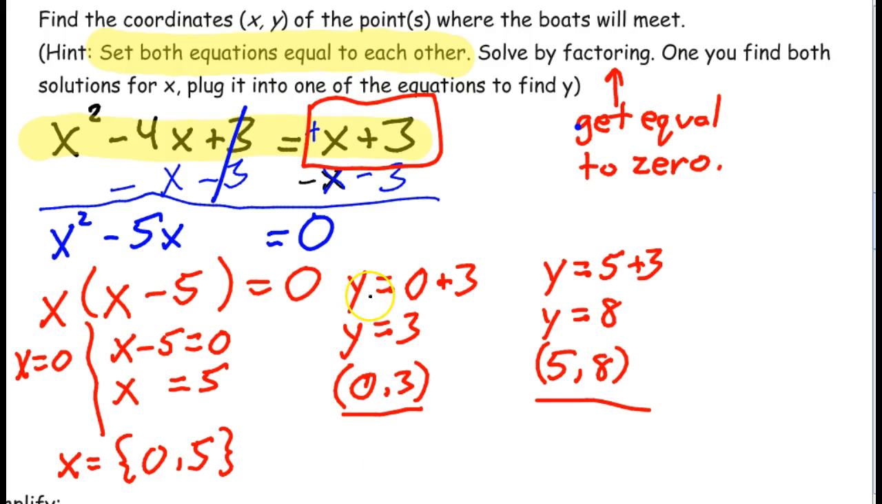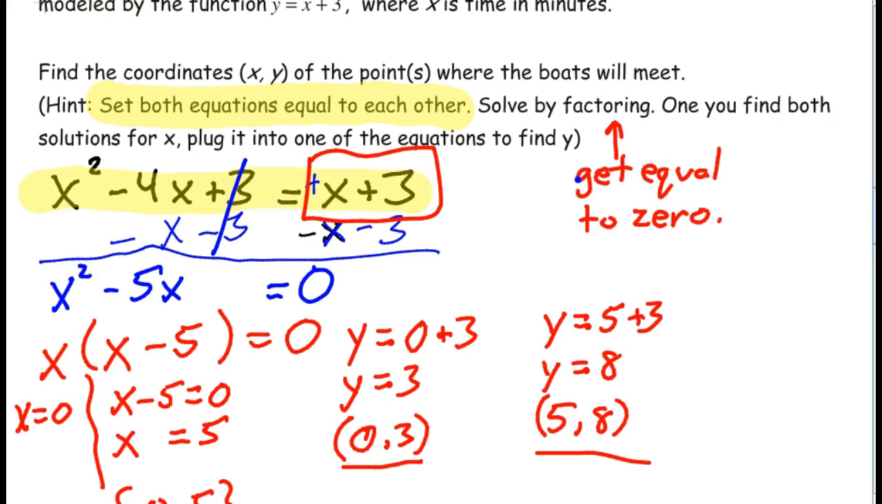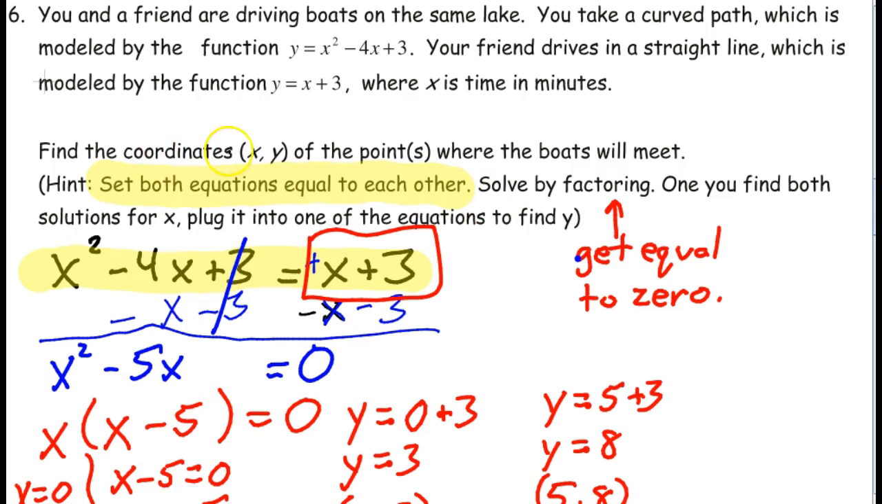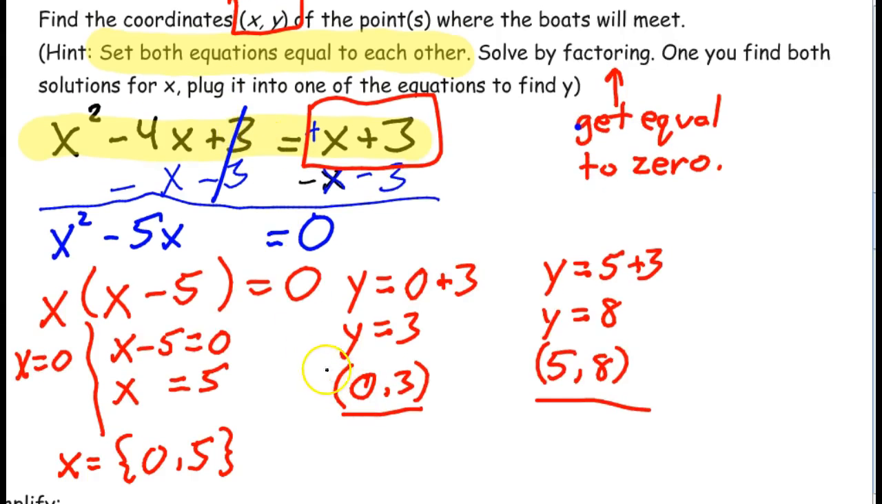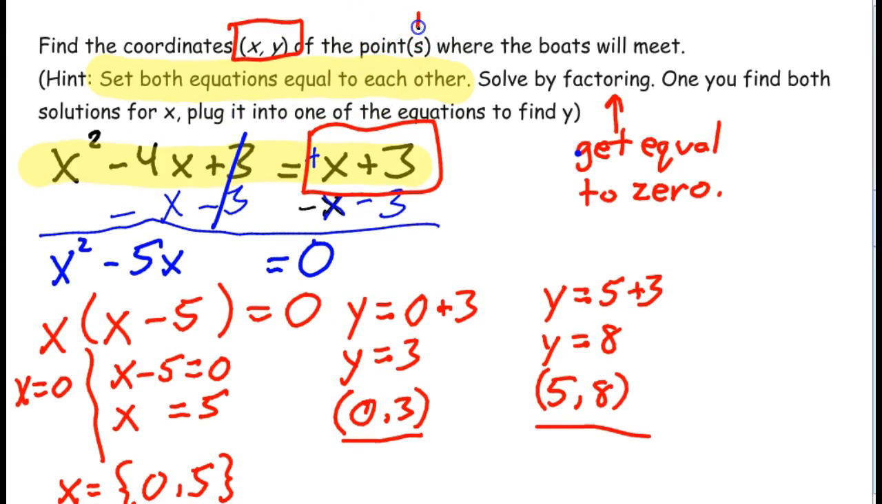All right. So yeah, it says find the x, y coordinates. So I have the two, and it does say points, right? That's a hint that you should have more than one answer, right? So make sure you do have both.